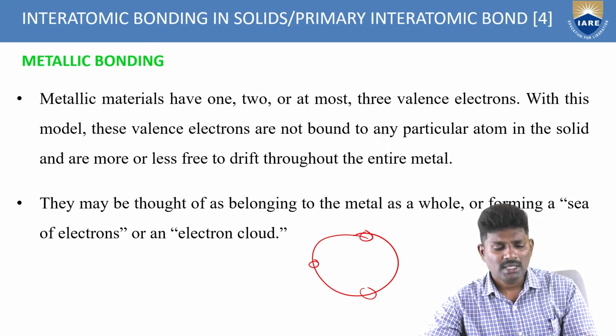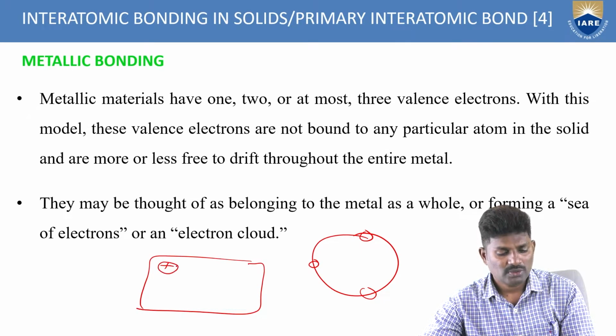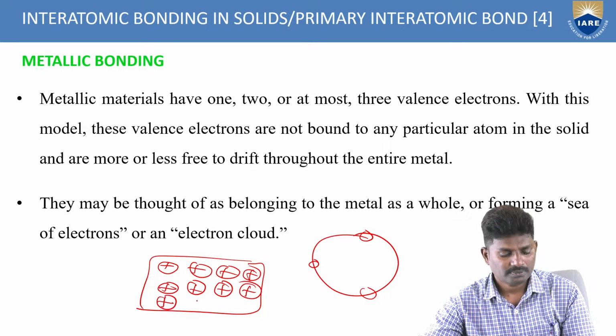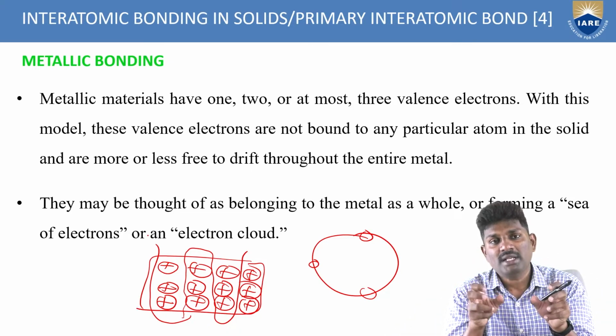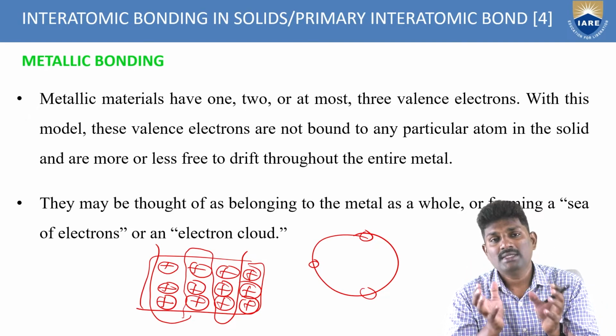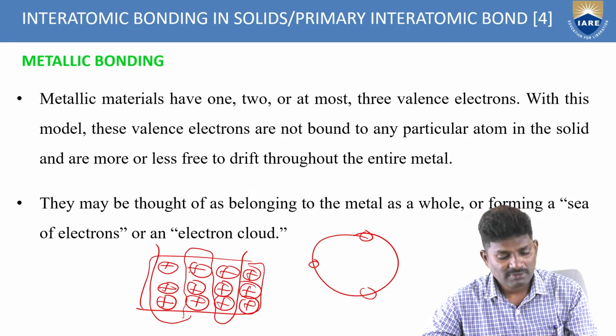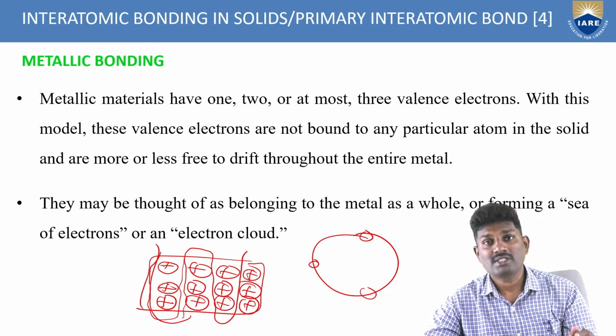So what is happening here? Because of the arrangement of the atoms inside, this is positive, positive and positive, like that. This is the arrangement of the atoms inside the body, and here you have some free space in between. Because of this free space, we are able to bend the material or manufacture it in different shapes. This free zone is called an electron cloud or sea of electrons.